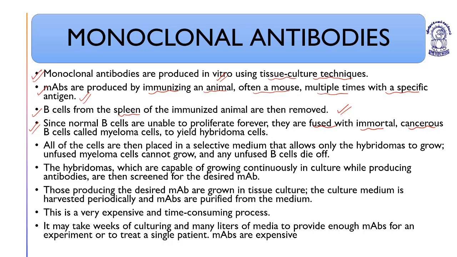These cancerous cells are the myeloma cells. The fusion of these cancerous cells with the B cells is known as what? Hybridoma cells. B cells fused with myeloma cells to yield hybridoma cells. It is a mixture of B cells plus cancerous cells.